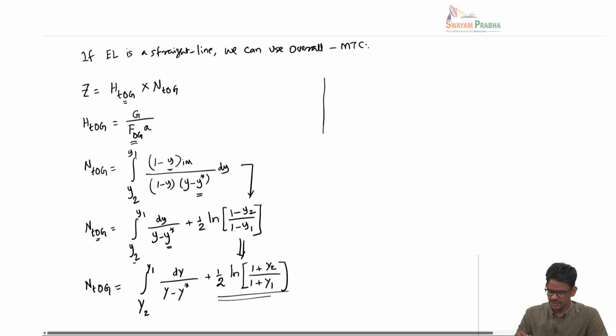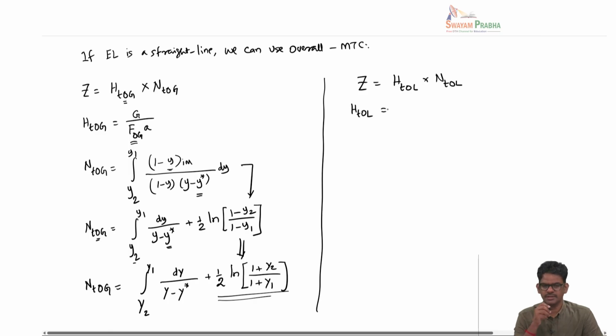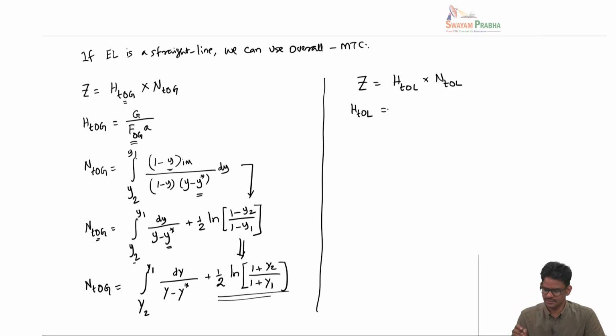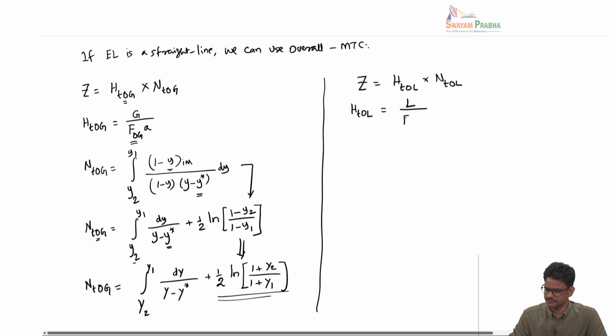So this is for the HTOG and NTOG. You can also write in terms of liquid phase composition as HTOL times NTOL, where HTOL is the overall height transfer unit with respect to the liquid phase composition. So here you can see I am using overall liquid phase mass transfer coefficient, FOL.